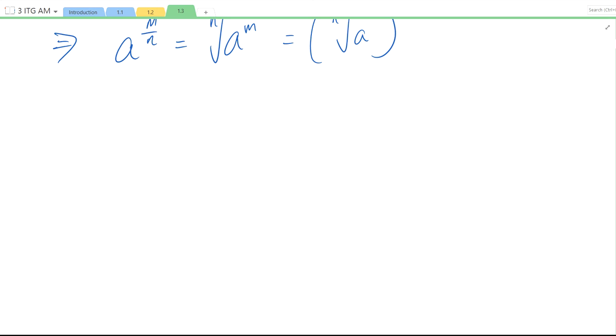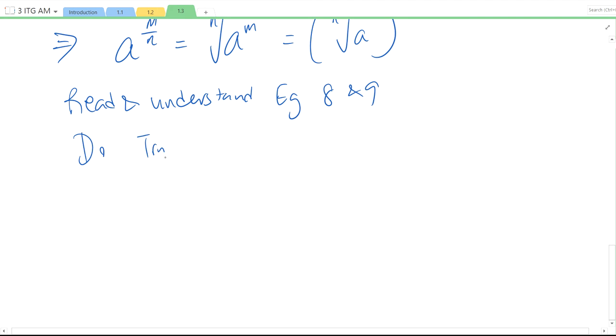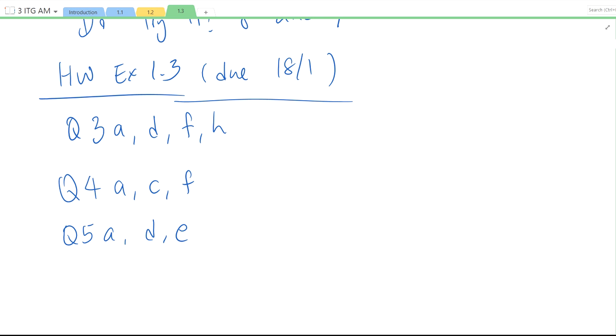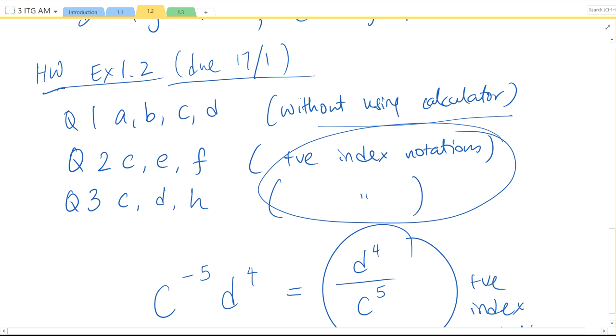So as per our routine, you are supposed to read and understand example 8 and 9. Do try 8 and 9. And our homework for exercise 1.3. So this is your homework for exercise 1.3. It is due on Friday, 18 Jan. That is because your exercise 1.2 is due on 17 Jan. So one day for each of these exercises.